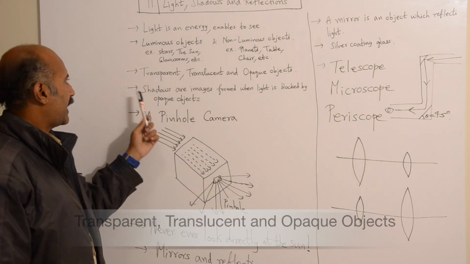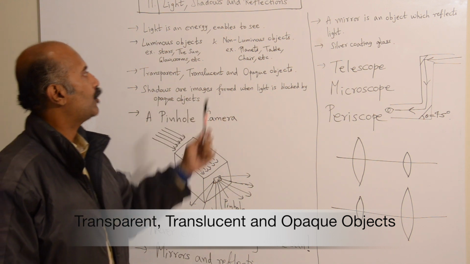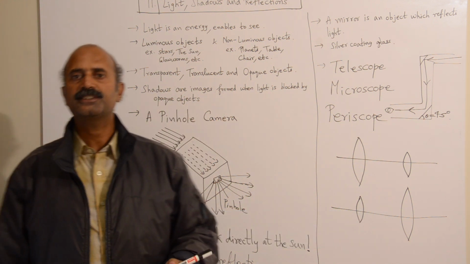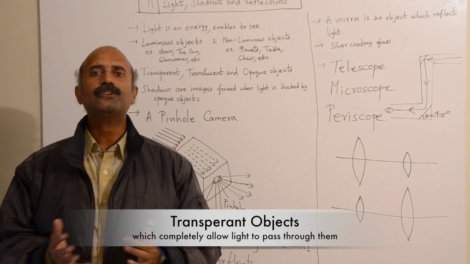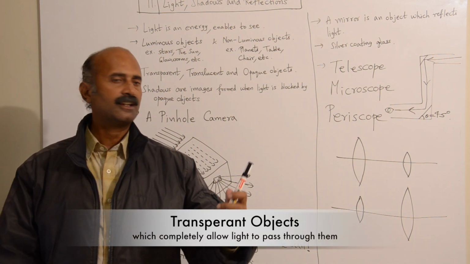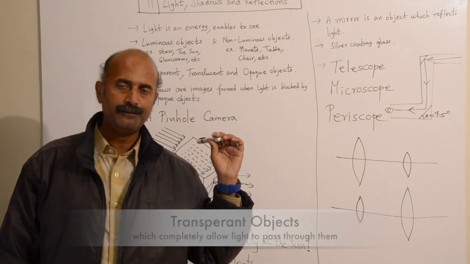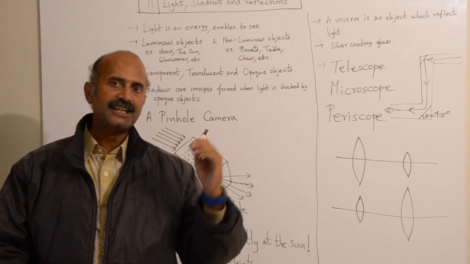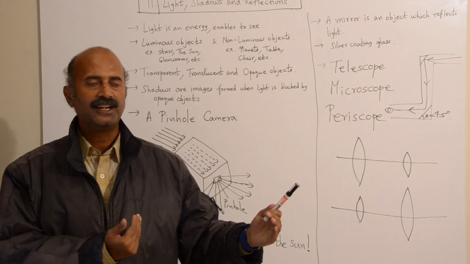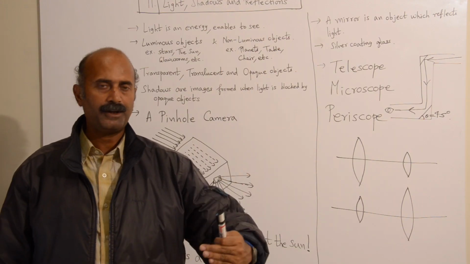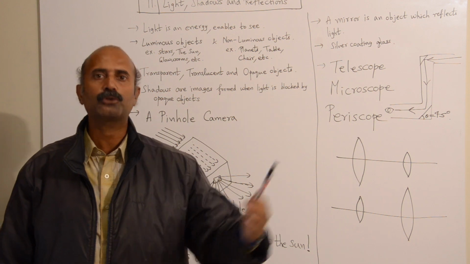Next, we come to transparent, translucent and opaque objects, which we have already discussed in earlier classes. What do you mean by transparent objects? Transparent objects are those objects which completely allow light to pass through them. In other words, you can see through the transparent objects. For example, a clear glass plane. If you keep a glass plate in front of me right now, I can see through it. It will completely allow the light to pass through it.